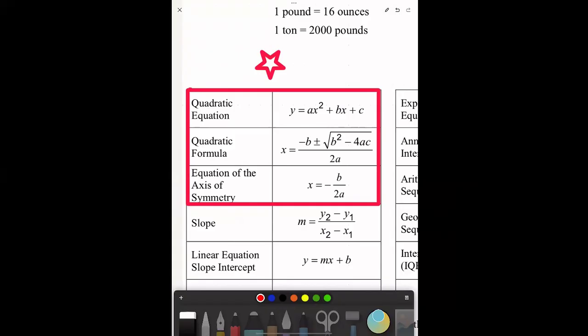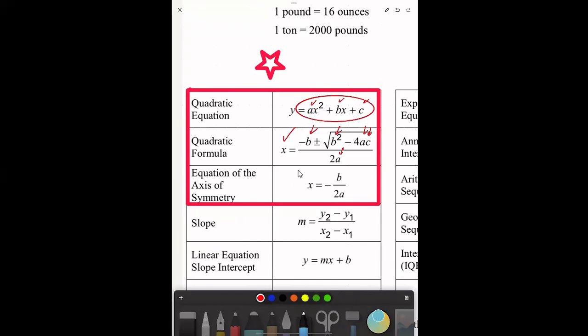So this is a quadratic equation. This is the quadratic formula. You're going to take the A, the B, and the C, and you're going to plug it into this formula. And that's going to help you figure out what the quadratic solution is, or the roots, or the zeros. Those are all synonymous terms. Solutions, roots, and zeros are all basically the same thing.